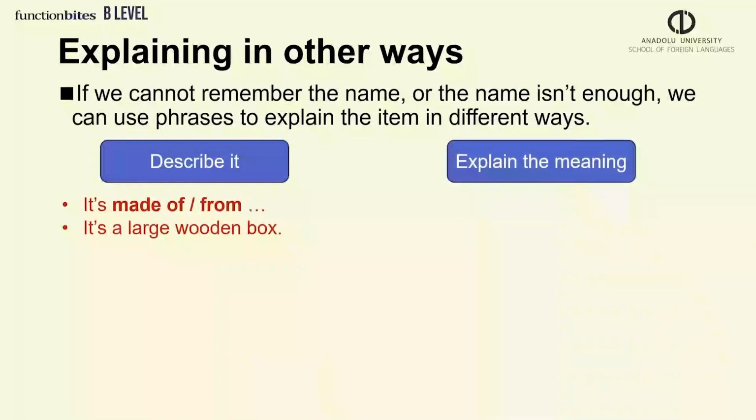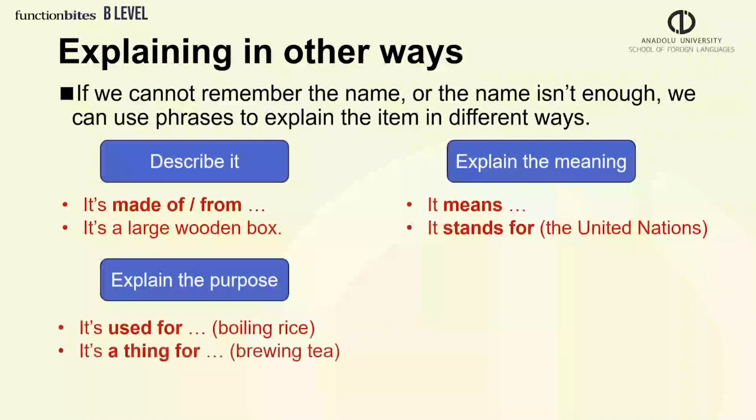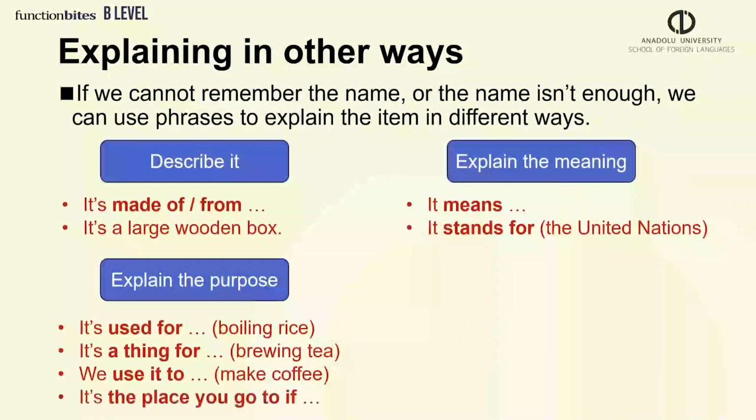We can also explain the meaning of something. It means, it stands for, UN, it stands for the United Nations. We can explain the purpose of something. It's used for boiling rice. It's a thing for brewing tea. We use it to make coffee. It's the place you go to if you need money.